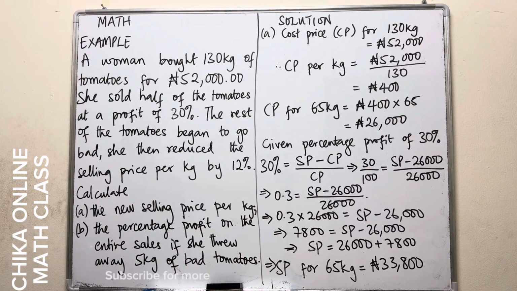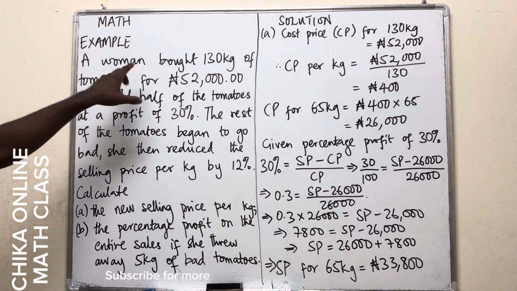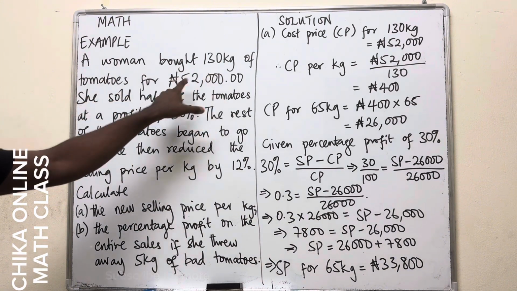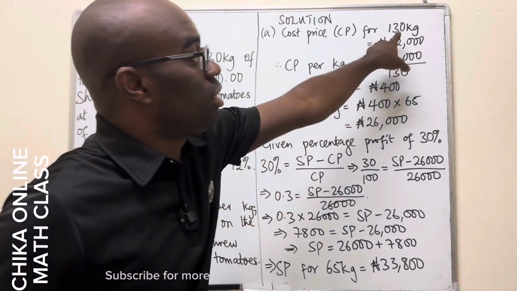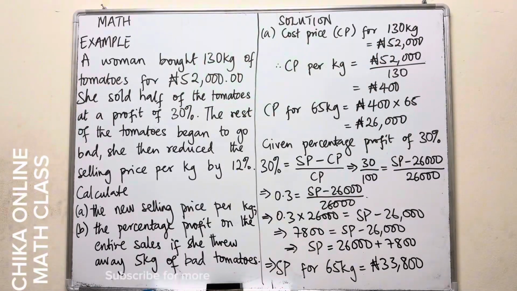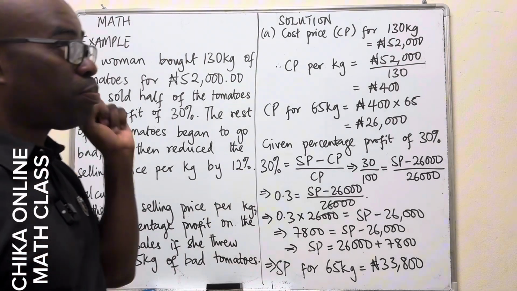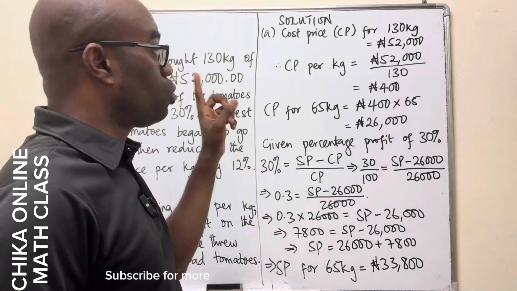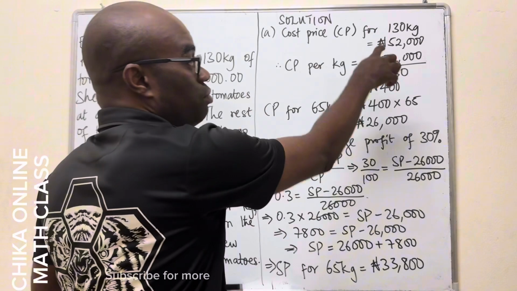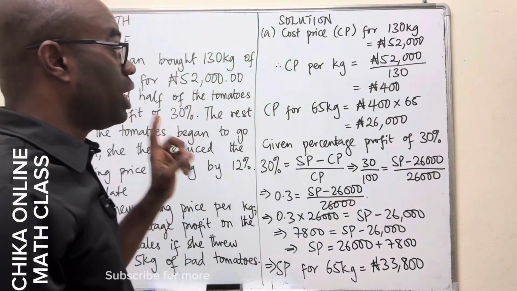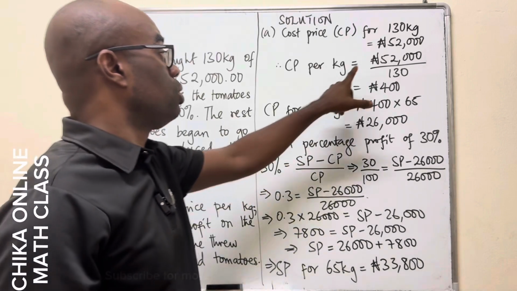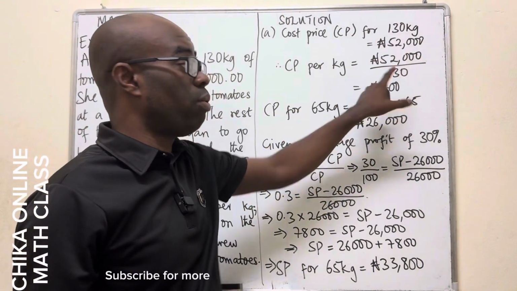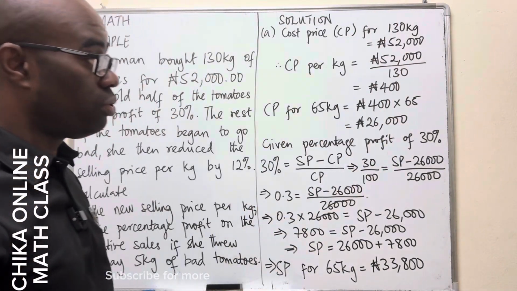Okay, so the question says the woman bought 130 kg of tomatoes for 52,000 naira. So the cost price for 130 kg equals 52,000. Now we need to know the cost price per kg. Since 130 kg gives you 52,000, the cost price per kg will be 52,000 divided by 130, which gives us 400 naira.